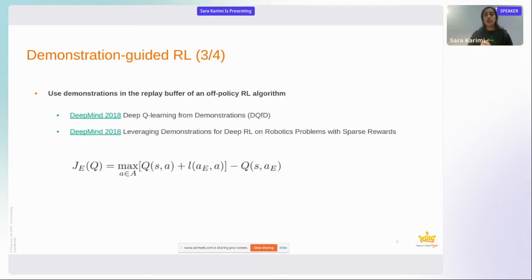In the second idea, they worked with a replay buffer, which is basically a piece of memory in reinforcement learning algorithms where the agent keeps the experiences that they have during the training in order for them to be replayed again in the environment to have a better and more efficient training. So the idea here is that part of this replay buffer can be filled with the demonstration data to guide the exploration better. And these are some of the papers by DeepMind that worked on this idea.